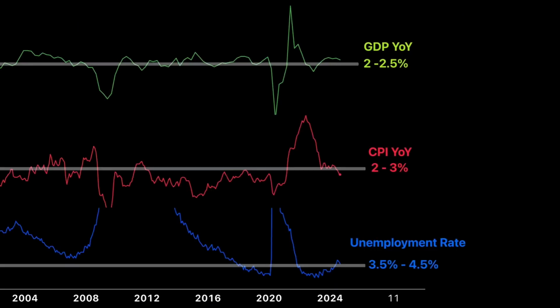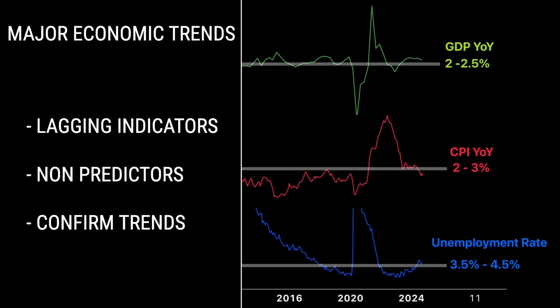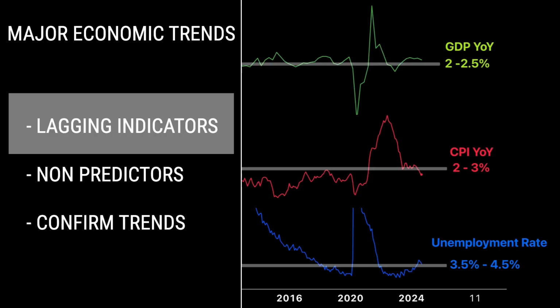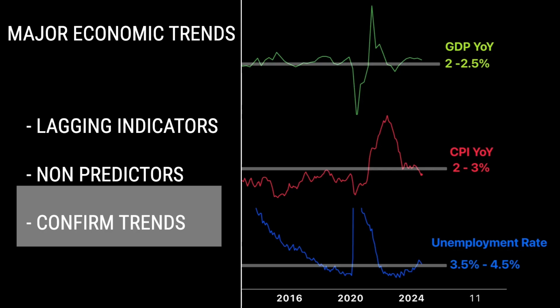So let's keep in mind these are the normal ranges for GDP growth, the unemployment rate, and the inflation rate. And when economic indicators move out of these ranges, that's when we want to pay attention. Although these major economic indicators are crucial for understanding growth and inflation, they are lagging indicators. And this just means they don't predict future trends. Rather, they confirm what's already happened. They reflect the economy's actual performance over a past period.